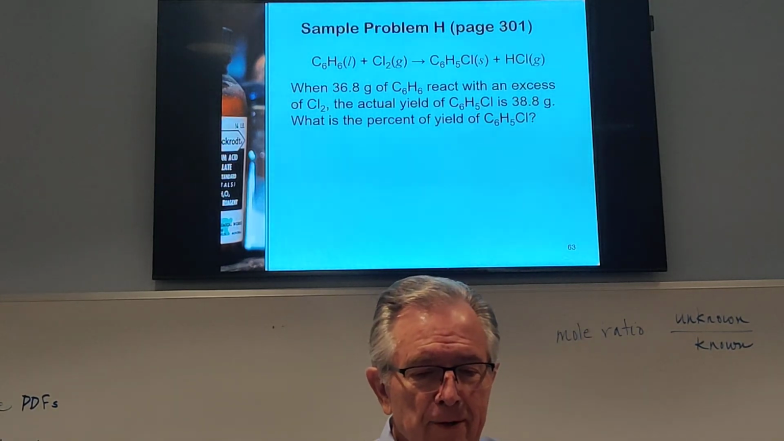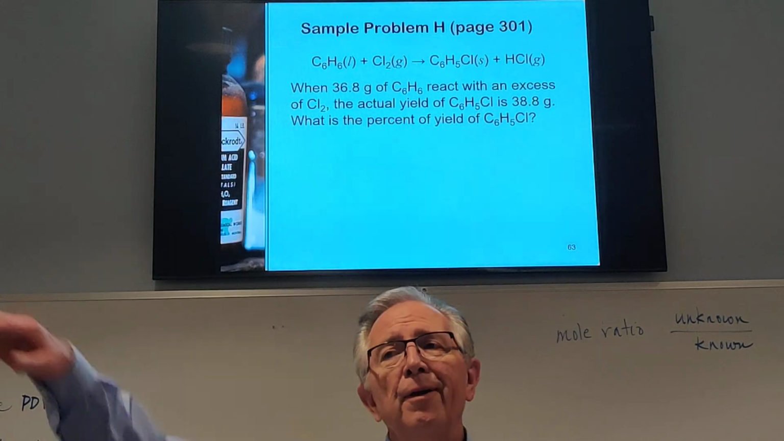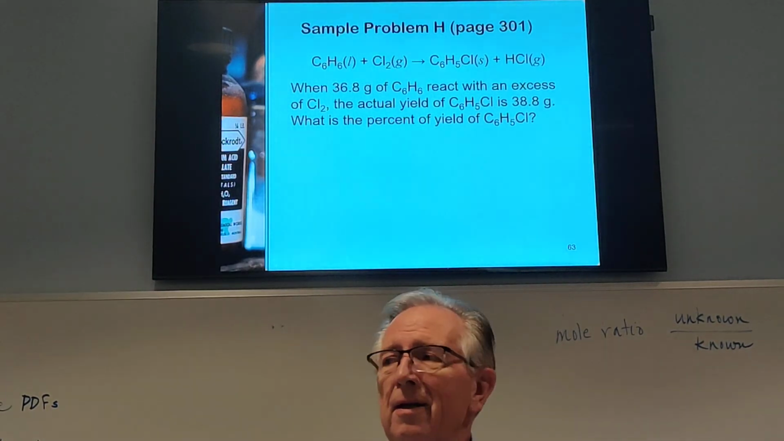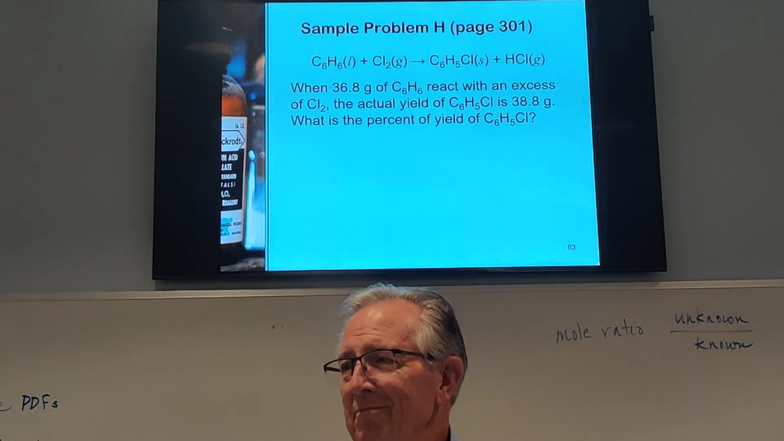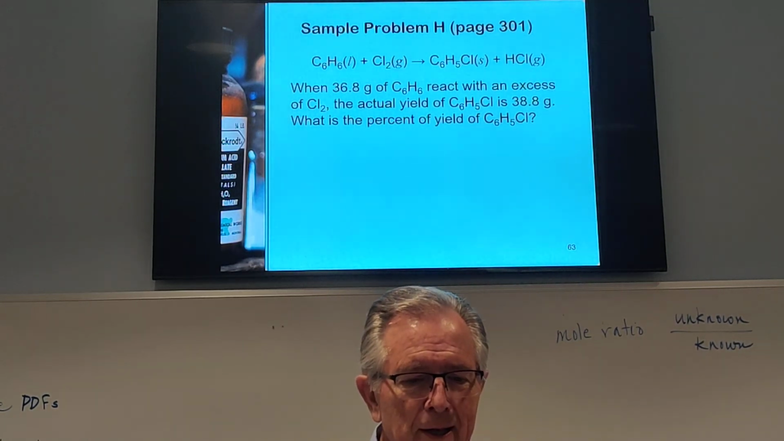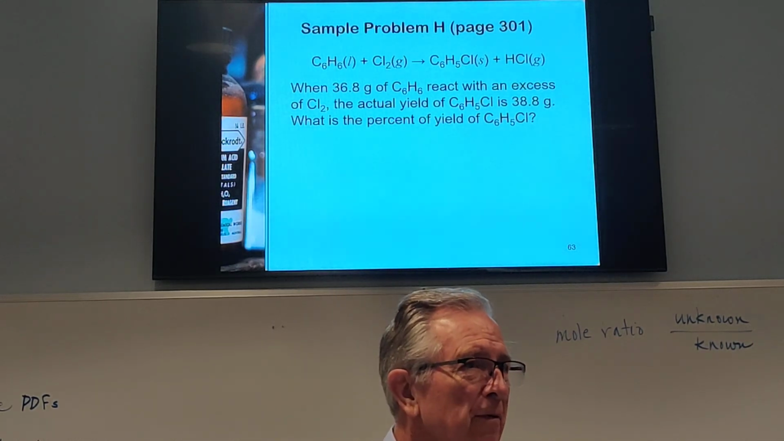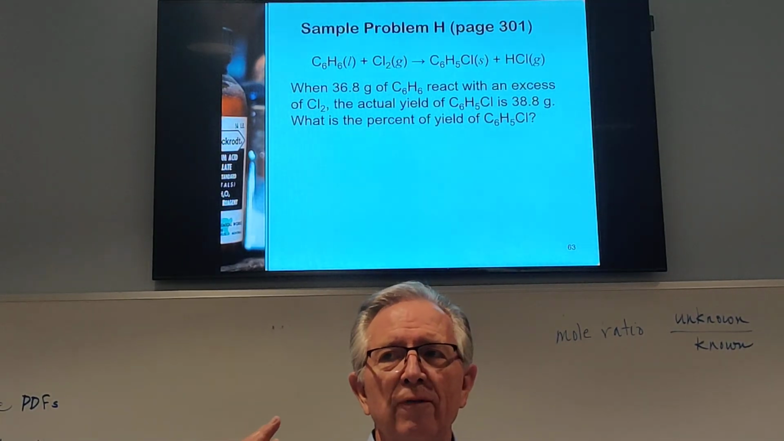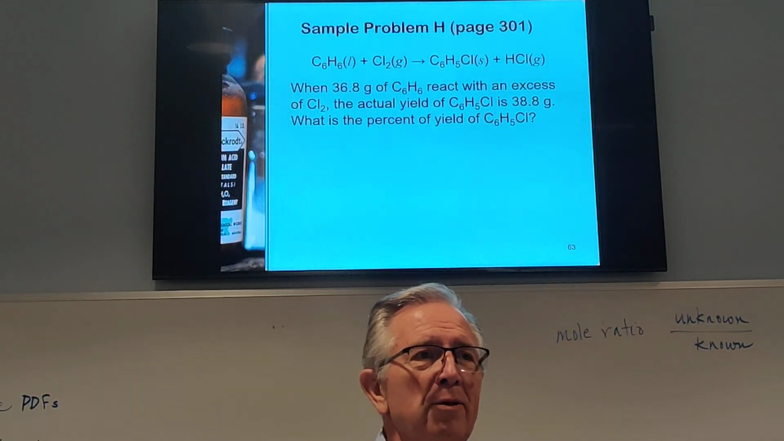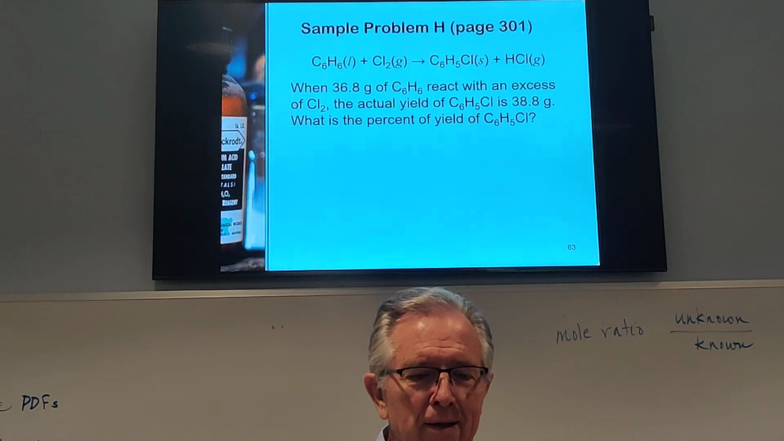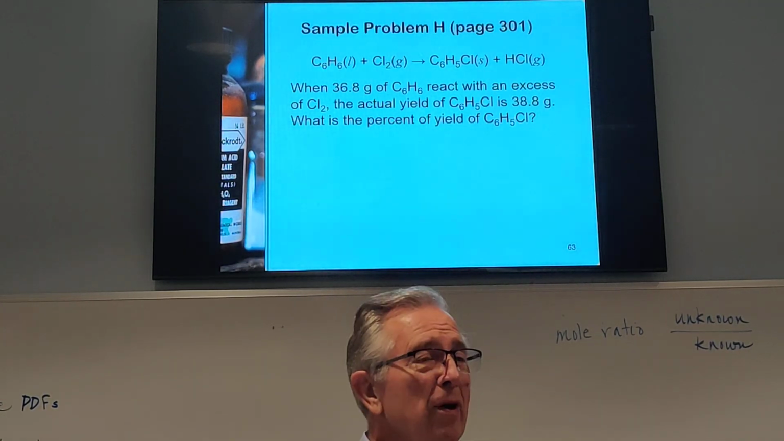When 36 grams of benzene reacts with an excess amount of chlorine, so we've already identified the excess reactant. They told us it's chlorine. And the actual yield is 38.8 grams. What is the percent yield? What is it that we don't know to figure out the percentage? We don't know the theoretical yield. They didn't tell us that. They told us the actual yield, they just didn't tell us the theoretical.